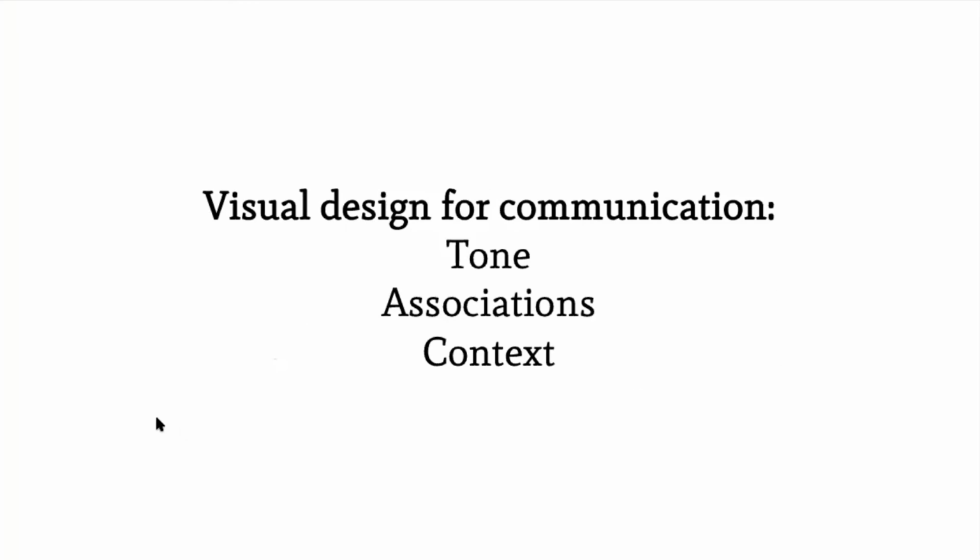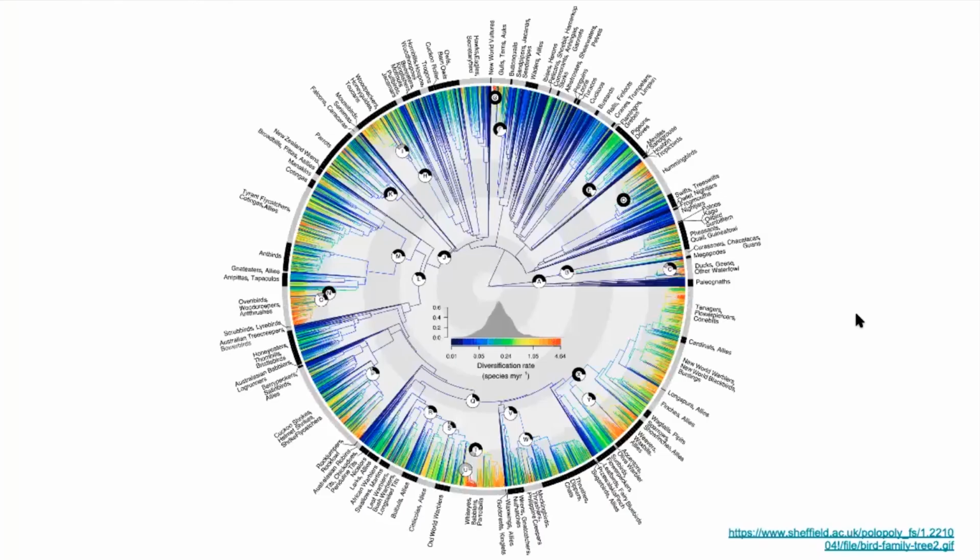So now I'm going to talk about visual design for communication work. This is really thinking about the tone, the associations, the cultural context that you create and that you refer to when you design a visualization. And this is partly about what happens on the subconscious level on the graphical side of things. As an example, this is a visualization of an evolutionary tree of sorts.